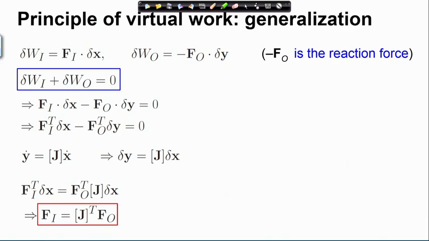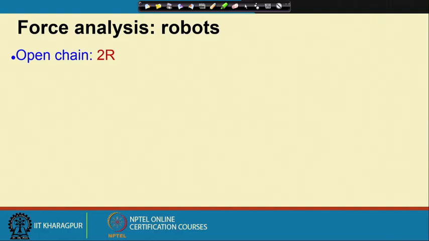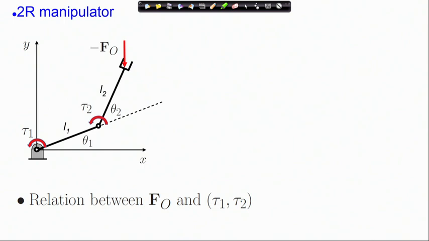So, let us proceed further. We will look at open chain 2R manipulators. Here I have a schematic for the 2R manipulator. We have these input forces, which are the joint torques tau 1 and tau 2, and the reaction force that is experienced by the manipulator at the end effector, which is minus F_O. I have to find the relation between this F_O vector and the joint torque vector tau.